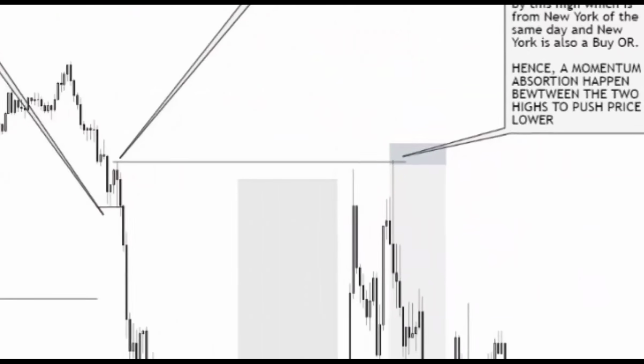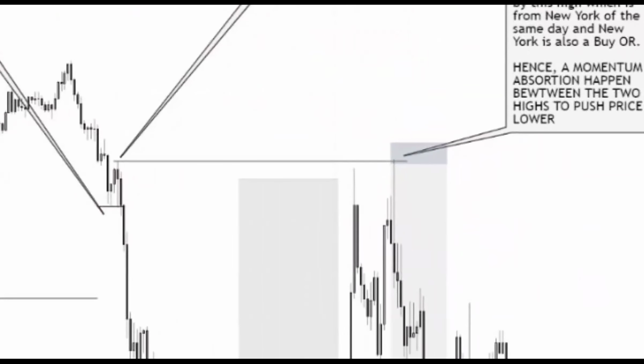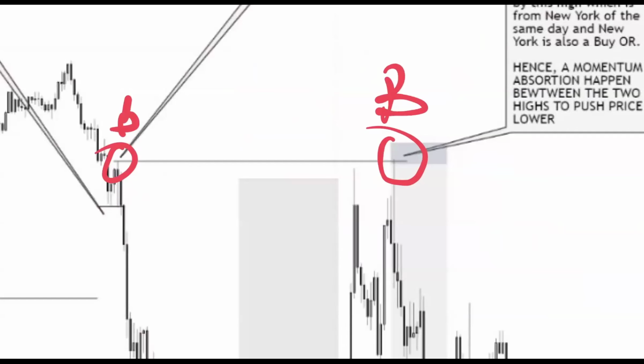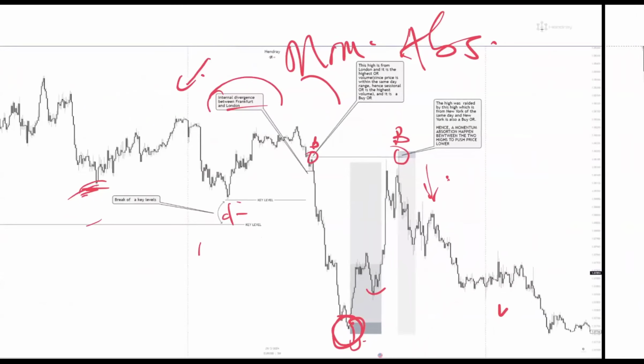I don't know if you guys can see it. That high got raided just a little. I think you guys should be able to see it. All right, this high got raided just a little, if you look at that straight line very well, and then price continued. So even though buyers are resting here, and New York that completed the targets of the buy that started from London are also buyers, yet price continued downward. So that is momentum absorption.